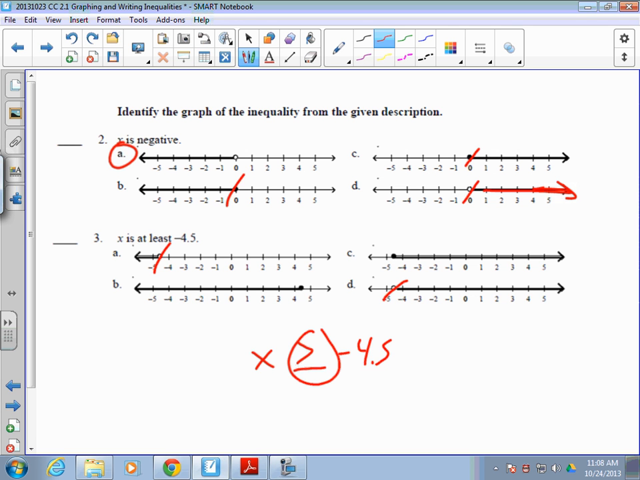This one's saying at least, remember the arrow points the same way. It's pointing this way, not this direction, so this one's wrong as well. C is the only one that works for 3.